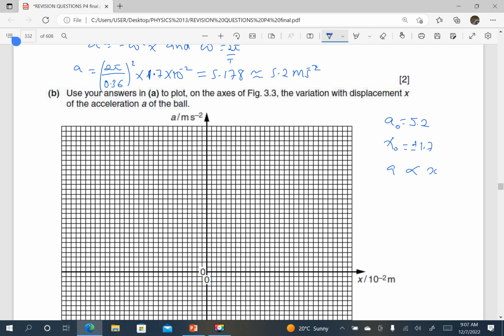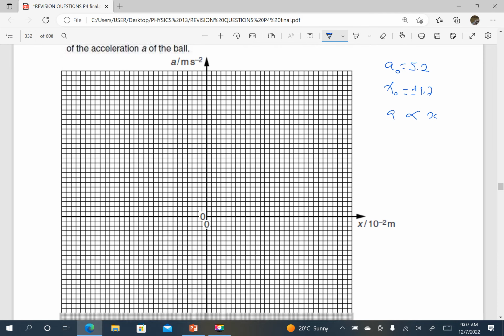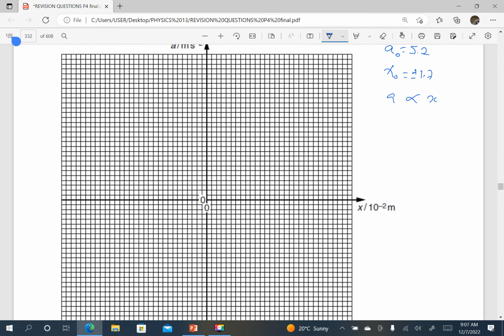So I just need a scale. On the x-axis, they have given us times 10 power negative 2, so I will take 10 small squares to represent 1 unit. So that's 1 unit, I will call this 1.0. That is 2.0. And therefore this will be 3.0.